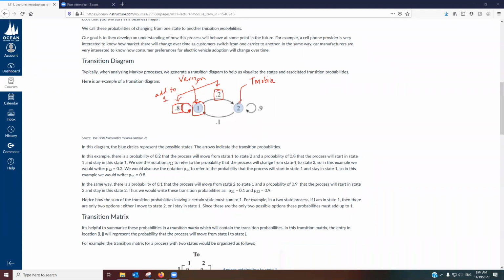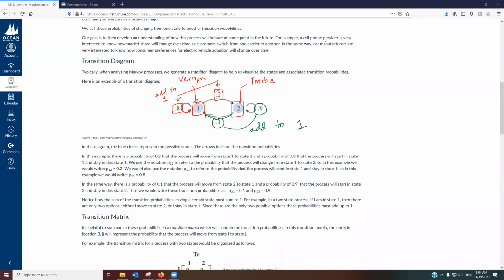Well, what if I do change to T-Mobile? There's always a chance that I might want to switch back. Well, there's a 0.1 probability that I would go back to Verizon, but then there's a 0.9 probability that I'm just going to stay in state 2. That means staying with T-Mobile. Again, notice how these add up to 1. So this is the way to think about setting up a transition diagram.